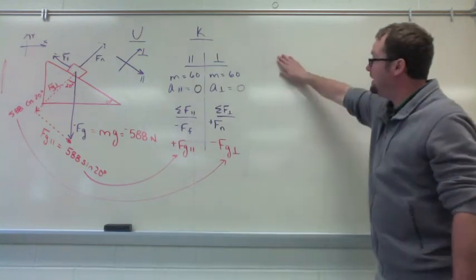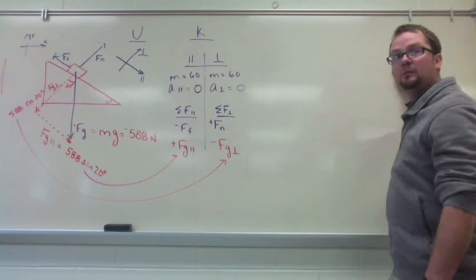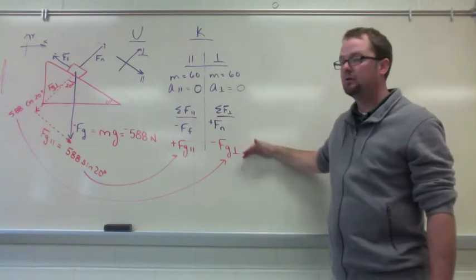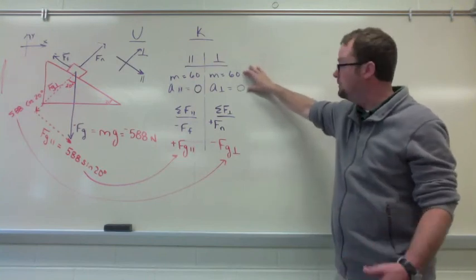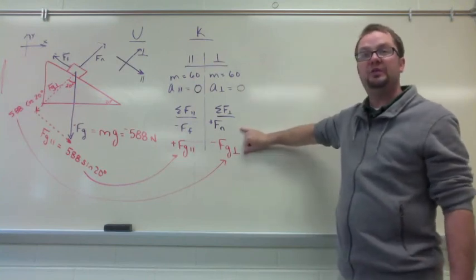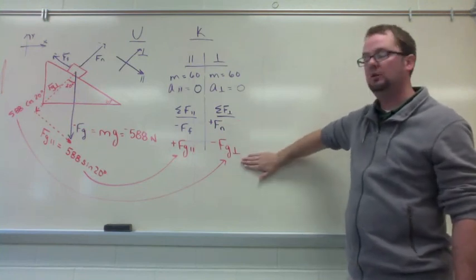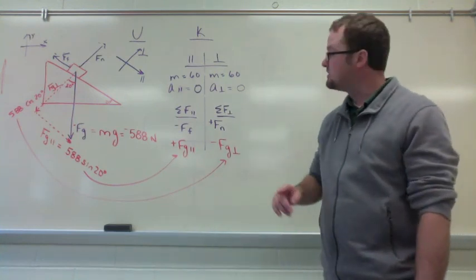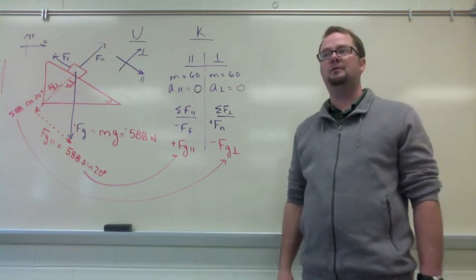So when I do my F net parallel equation, it'll equal 0, and so the sum of the forces will equal 0. Likewise, the same process happens here with F net in the perpendicular direction, that's 0, and the sum of those forces will then also have to equal 0. And so Fn is going to be equal to Fg perpendicular. That won't always be the case. That's only the case this time because these accelerations were 0. Okay?